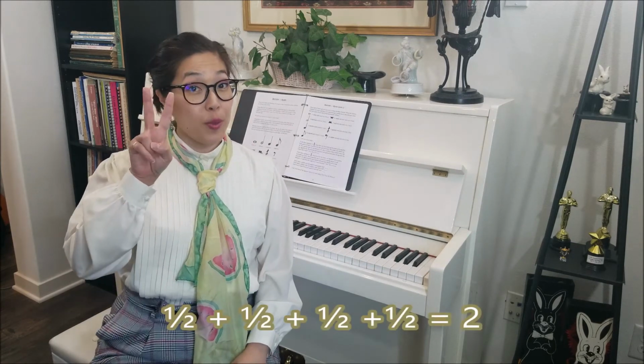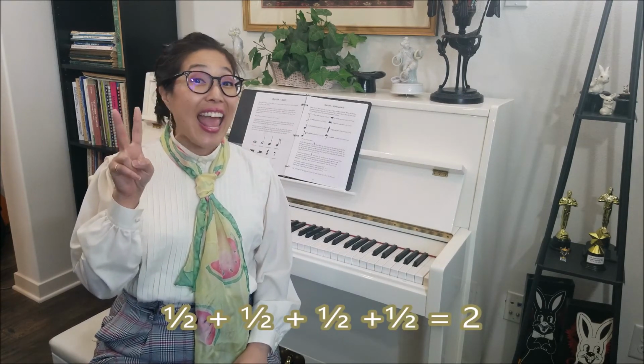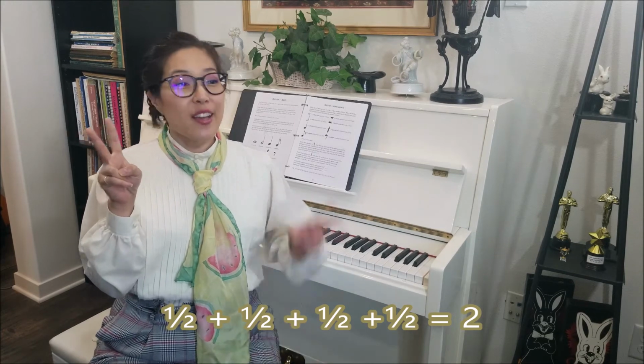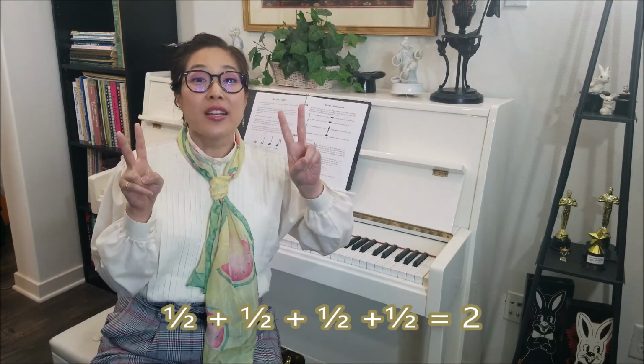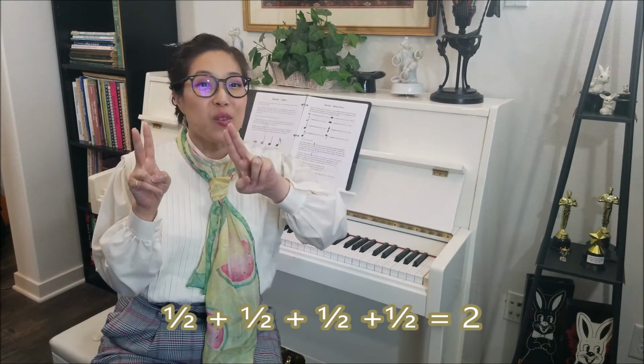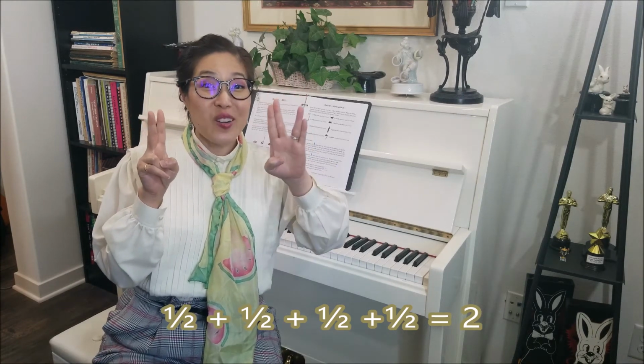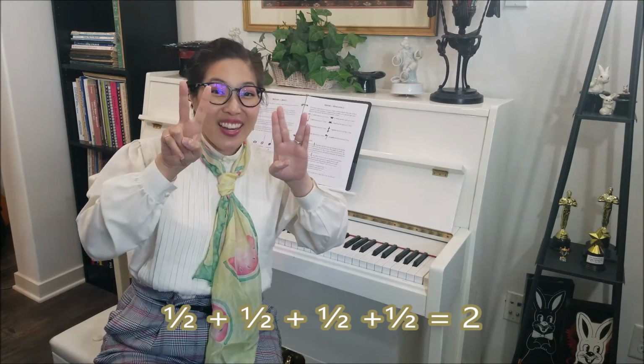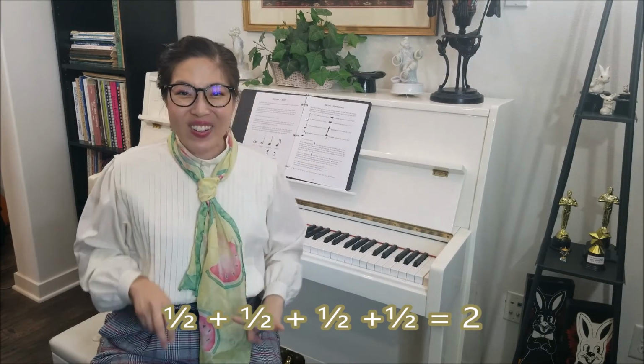How many eighth rests would be equal to a half rest? It's 4. So in a half rest, we have 2 beats, right? So if you have an eighth rest, that's only half of a beat. So it takes 2 eighth rests to be 1 quarter rest. And now you've got to have 2 quarter rests to equal the half rest, right? So it's 4 eighth rests.